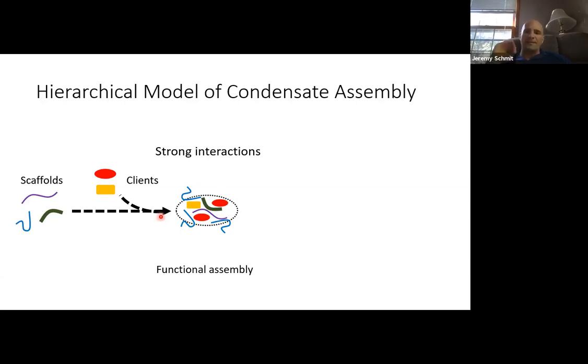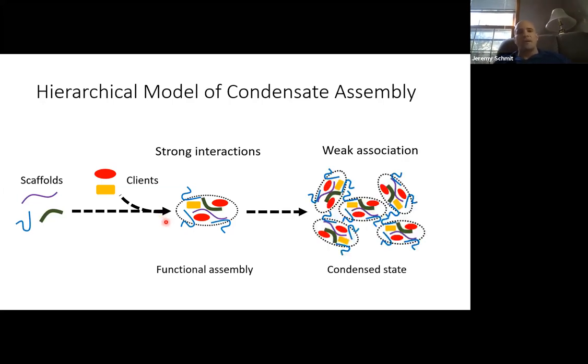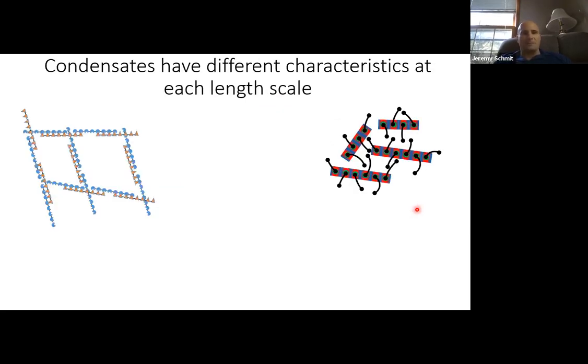Now the next step is we want to condense this thing into a high concentration state, because high concentrations are good. So we want to link these things together using weak associations between them. In this case, I'm cartooning that using these blue brush-like molecules here. I'm calling this the hierarchical model of condensate assembly, and let's go into some of the consequences of this model.